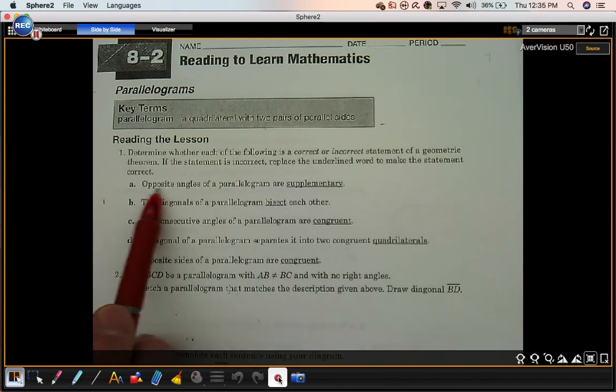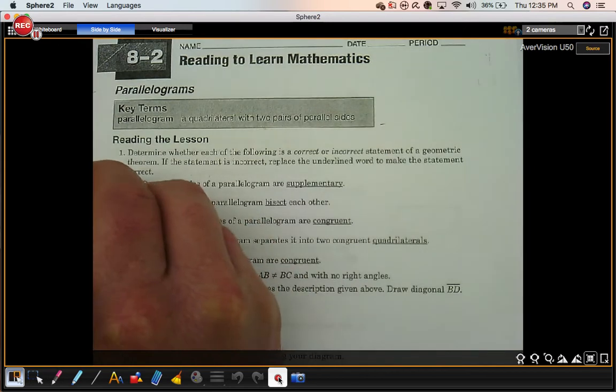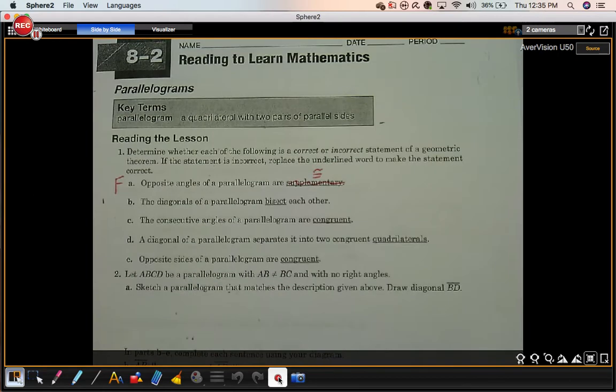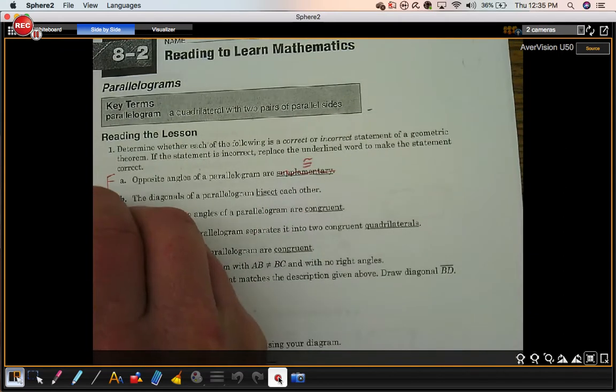So item A, opposite angles of a parallelogram are supplementary. That's false. Opposite angles of a parallelogram are congruent. B, the diagonals of a parallelogram bisect each other. That's true.